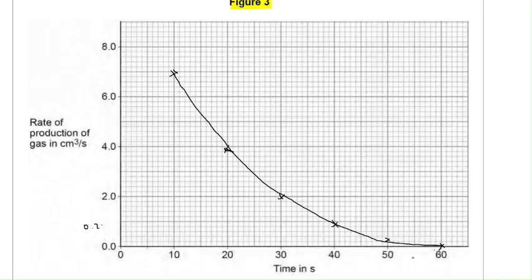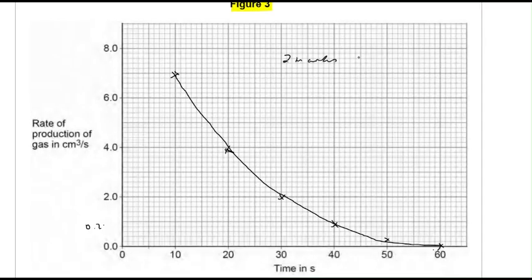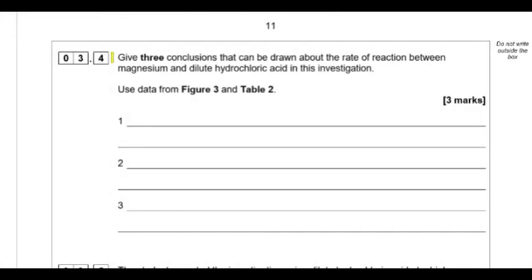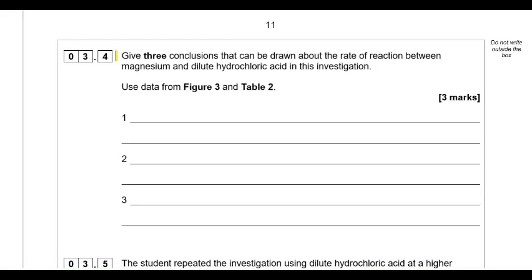Let's have a look at the allocation of marks. There's 2 marks for getting all the points in the right place, and you've got a half a square allowance either way. And then the final mark is for the line of best fit. Over the page. 3.4. Give 3 conclusions that can be drawn about the rate of reaction between magnesium and dilute hydrochloric acid in this investigation.